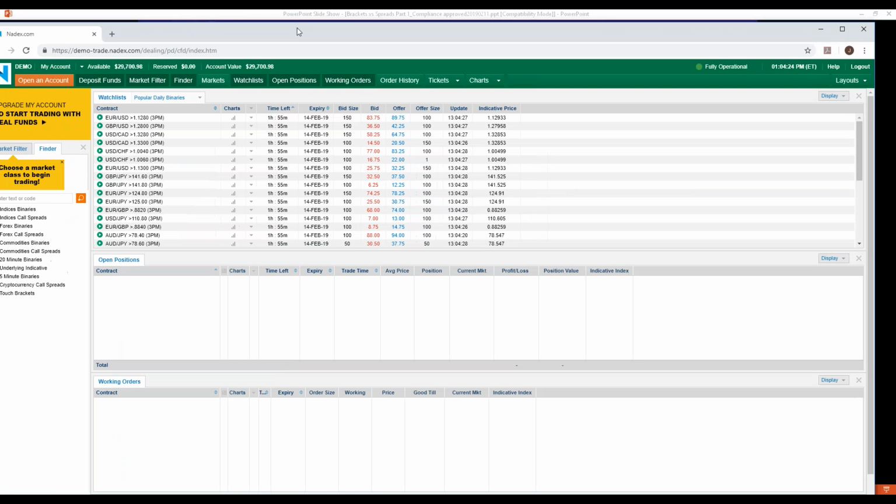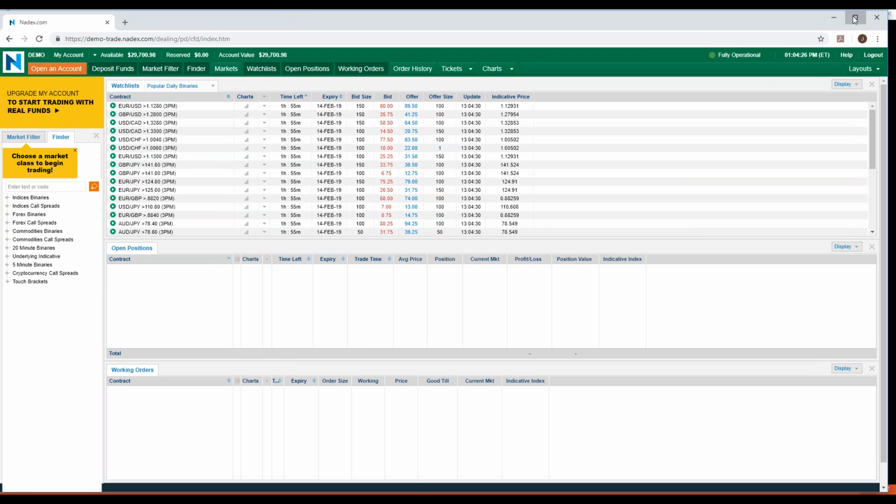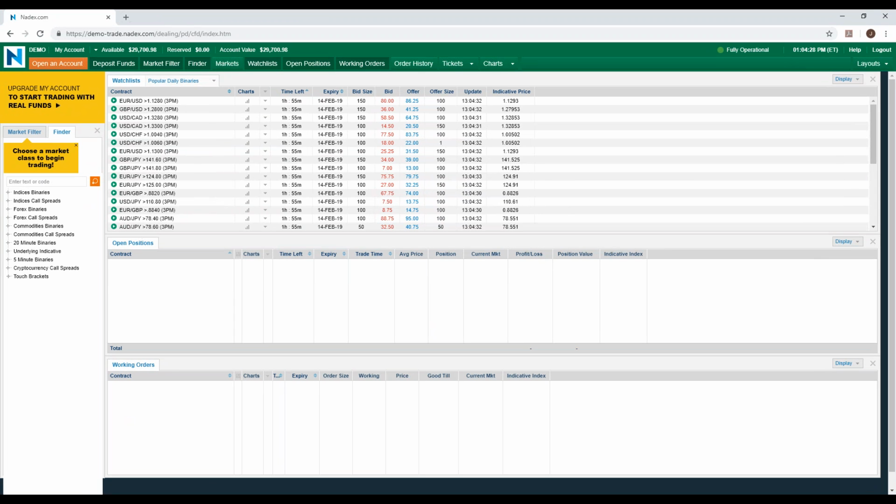You'll be able to log right into a Nadex demo account, get familiar with the platform, how it works, all the different products and the expiration times, navigation, entering and exiting orders. Right here you'll see, for example, binaries and spreads on indices, forex, and commodities. That's where you can find the call spreads that we're going to be talking about today.